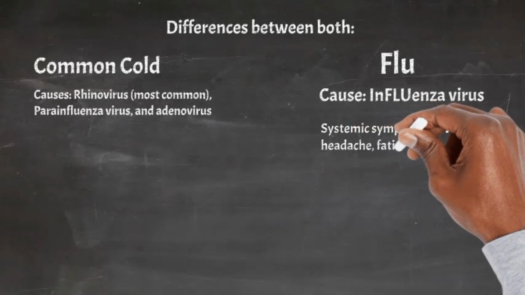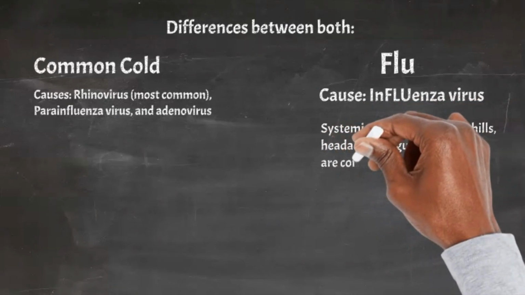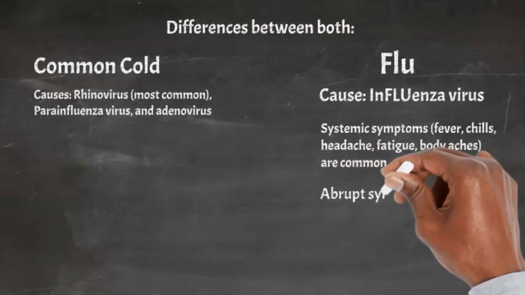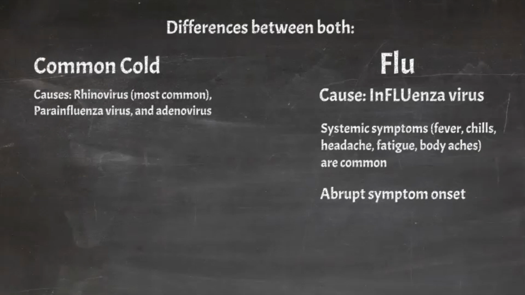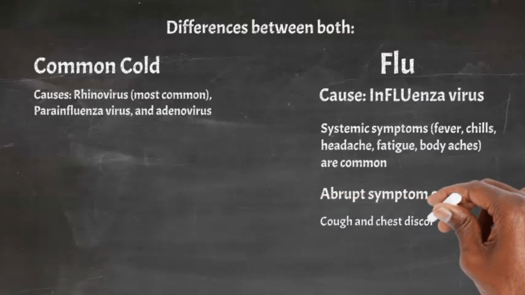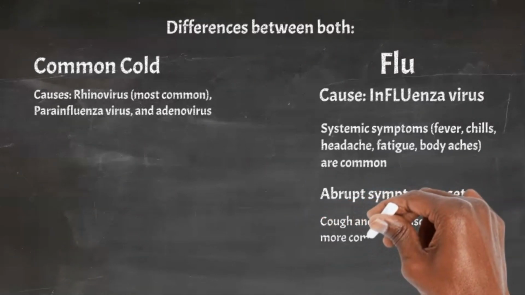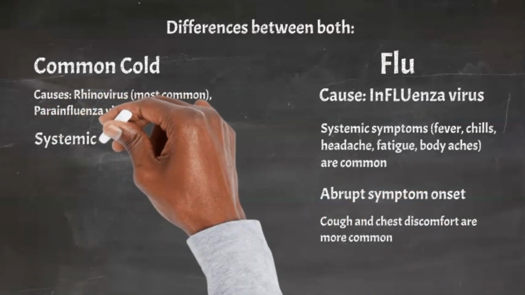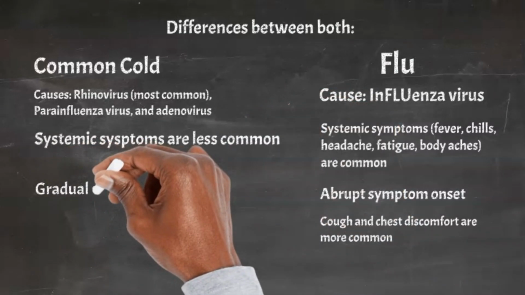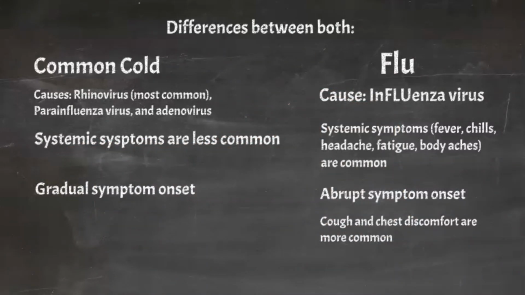The flu typically results in more systemic symptoms. Therefore, symptoms such as fever, chills, body aches, fatigue, and headache are typically more common with the flu. The symptom onset with the flu is also typically more abrupt and sudden. Symptoms such as cough and chest discomfort are also more common with the flu, whereas with the common cold, the symptom onset is more gradual.